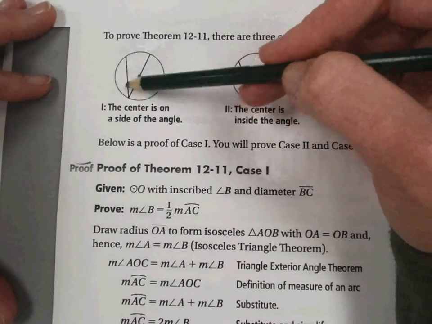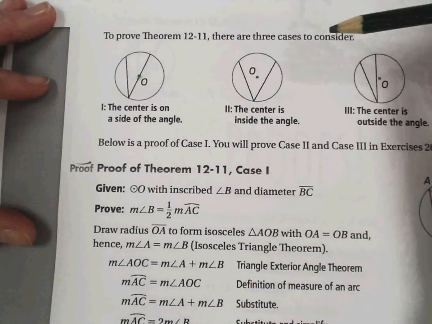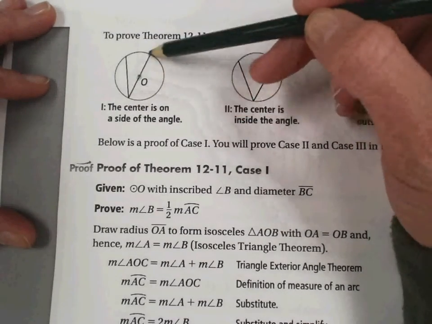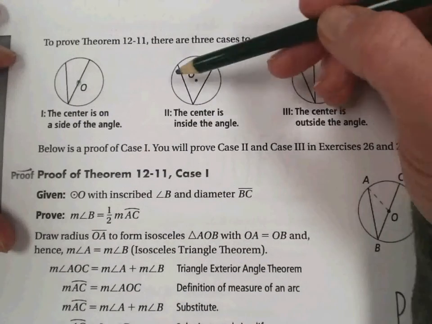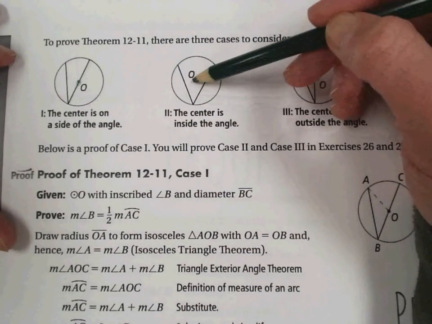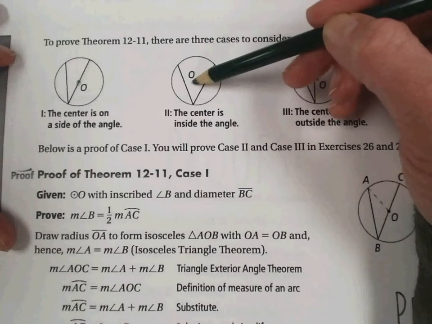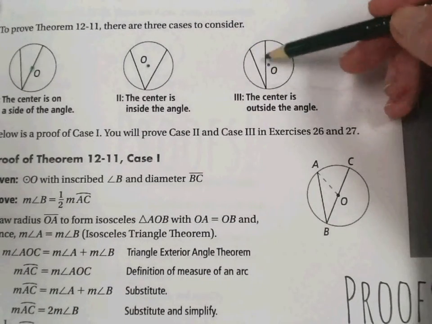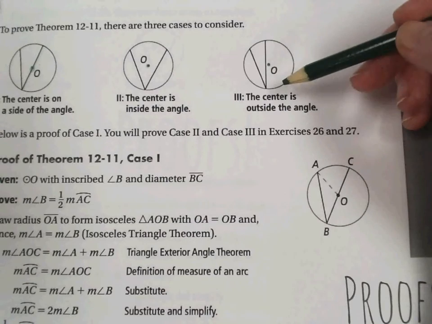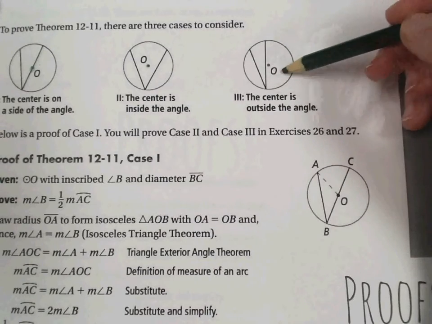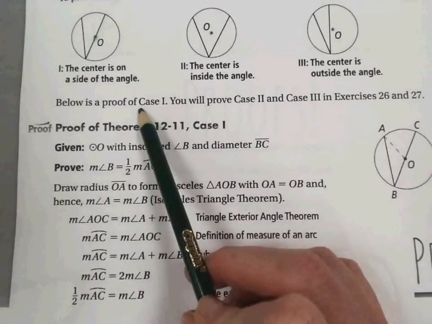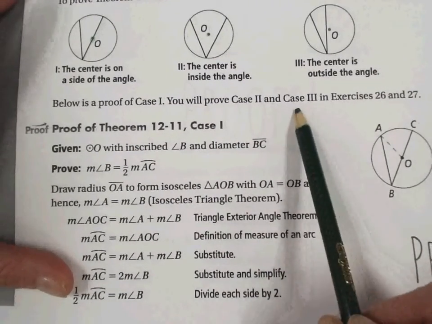So here we have this angle formed that goes right through the diameter. The diameter is one side of the angle. We have a case where the center is inside that angle, and then the inscribed angle where the center is outside. And so here's the proof of case one, and you'll prove the other two cases later.